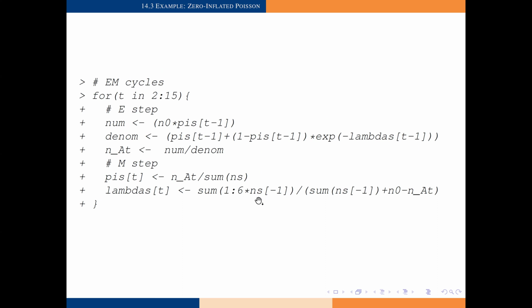Why everything but the first entry? Because the first entry corresponds to the people who have 0 drinks, right? Of course, you can also do the sum from 0 to 6 of the whole n's. It's going to give you the same thing. That's the total number of drinks taken by everyone.